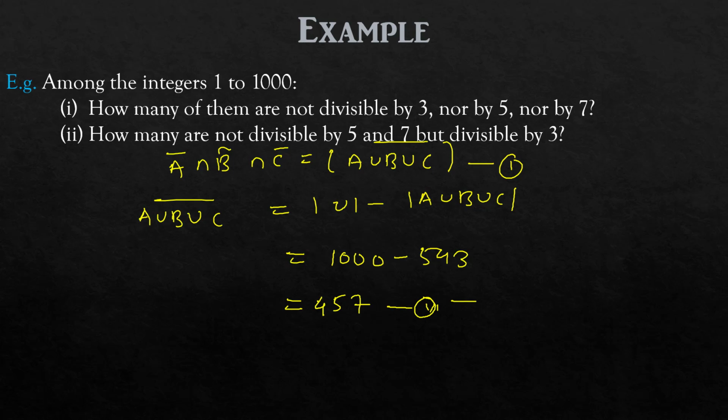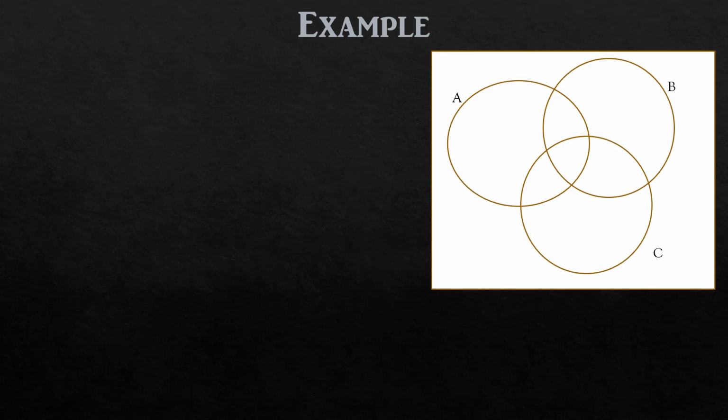Now put this value in this equation, right? So we get the total numbers 457, which are not divisible by 3, nor by 5, nor by 7. Now let's see the second condition. What is the second condition? How many are not divisible by 5 and 7 but divisible by 3? Venn diagram for the second example: not divisible by 5 and 7 but divisible by 3.